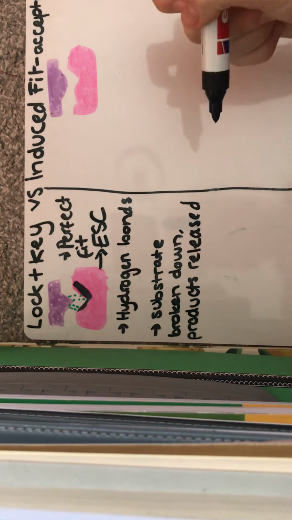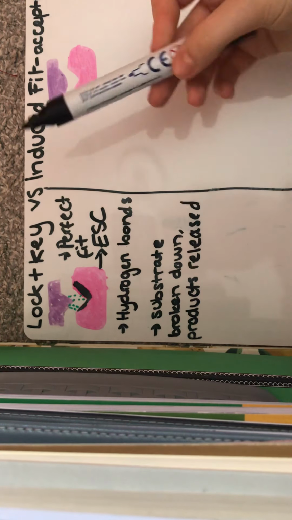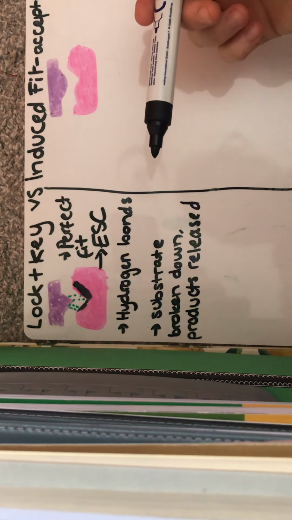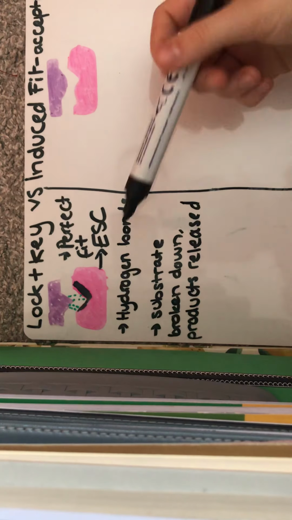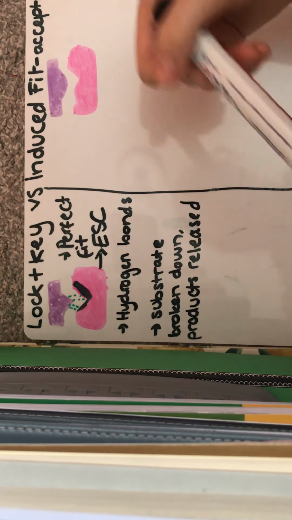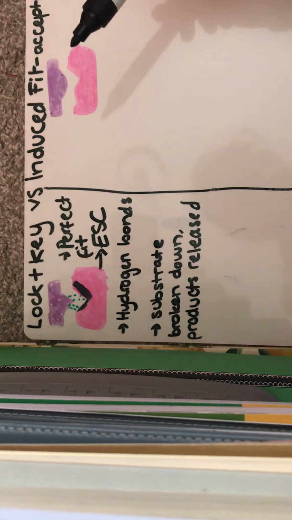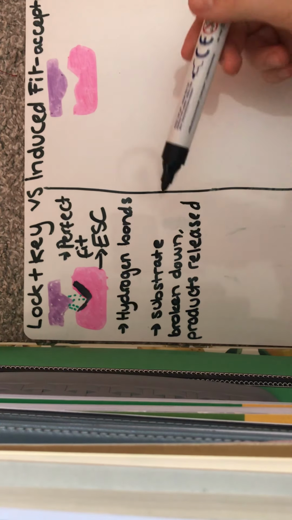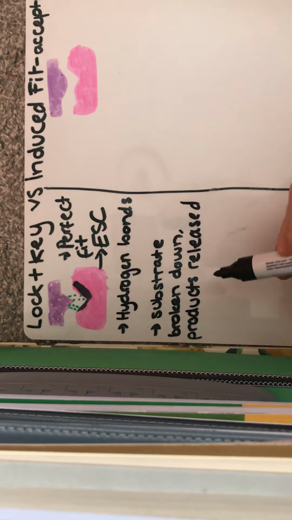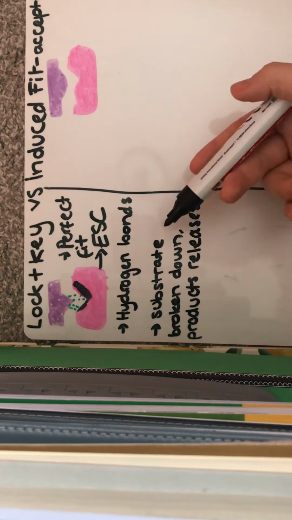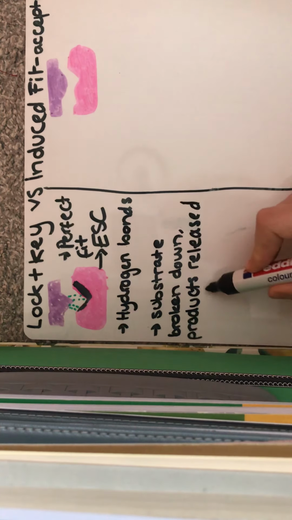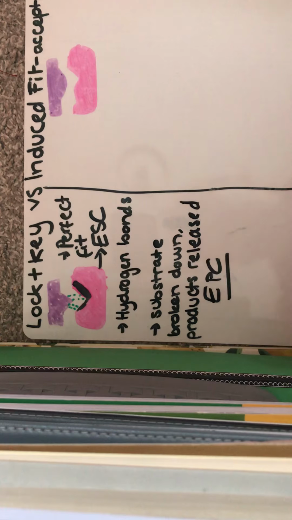And then the substrate will be broken down into smaller products, and because those products will no longer be complementary to the shape of the active site, they will be released. And that is pretty much all it is. So once it's bound and you've got the substrate being broken down, then you're going to have the enzyme product complex. That's when it's not complementary and they're just going to be released.